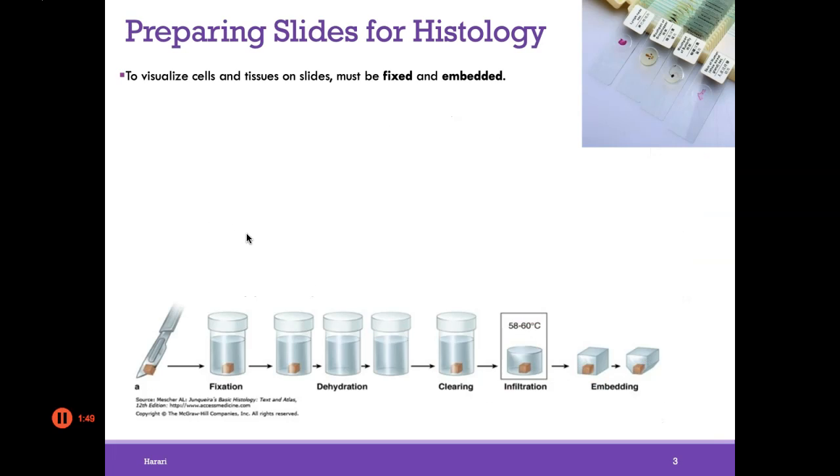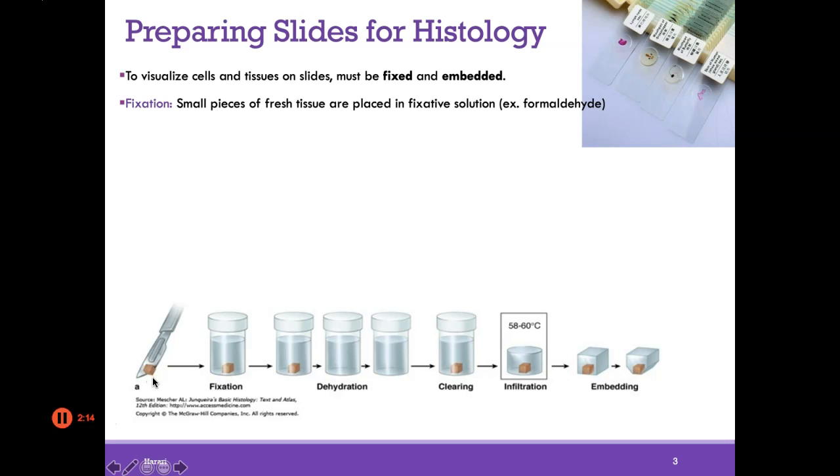If you were in an anatomy and physiology class, you would be looking at slides quite a bit. And these slides on a microscope have to be prepared very specifically so we can visualize these tissues. So to visualize cells and tissues on slides, we must fix and embed specimens. Fixation means we first take a small piece of tissue. Let's say we want to look at the liver.